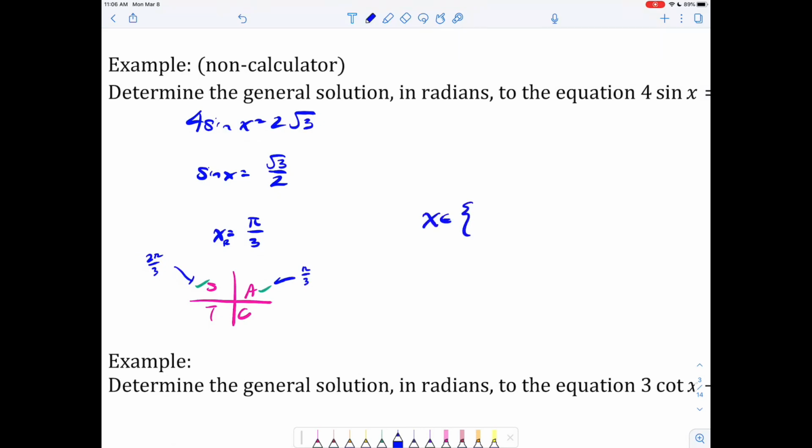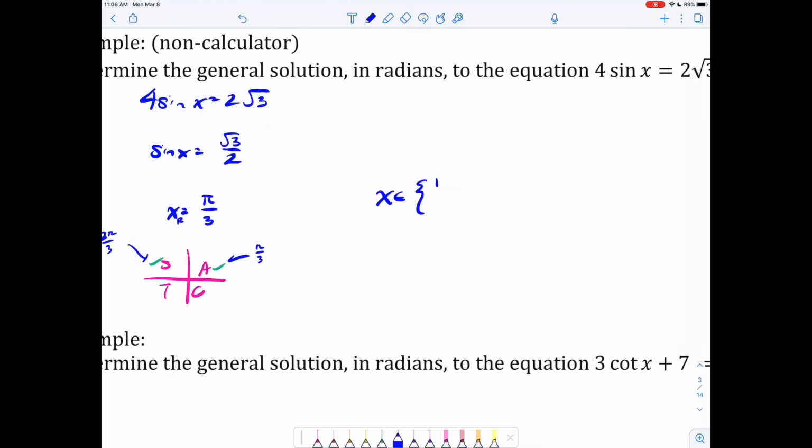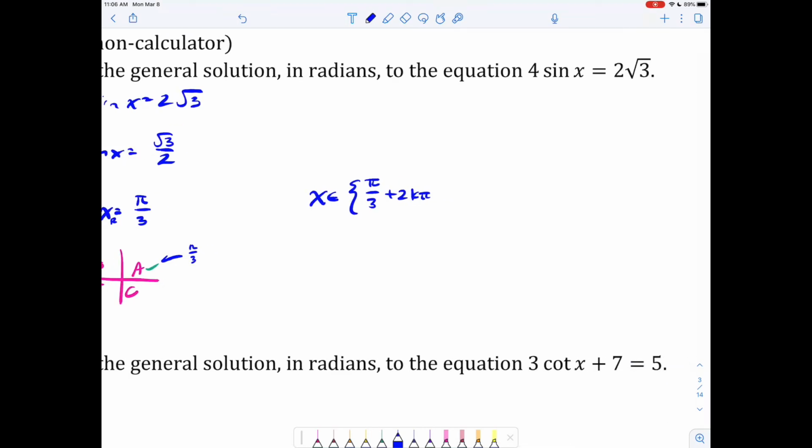So what could x be? It could be pi over 3, but it could also be anything coterminal to it, so we're going to add some multiple of 2 pi. Or it could also be 2 pi over 3, but it could also be anything coterminal to that. And of course, if we're introducing that k, we do have to say that k has to be an integer. So we're adding some integer number of 2 pi, some integer number of revolutions.